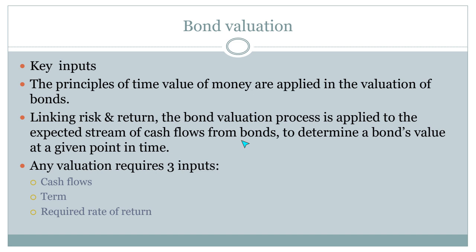So our three key inputs are the cash flows, so what cash flows are associated with the bond; the term, which means how many years there are to maturity from today, when we are valuing the bond, until the date that the bond expires or matures; and most importantly, at this time of valuation of the bond, what is the required rate of return of the investor?